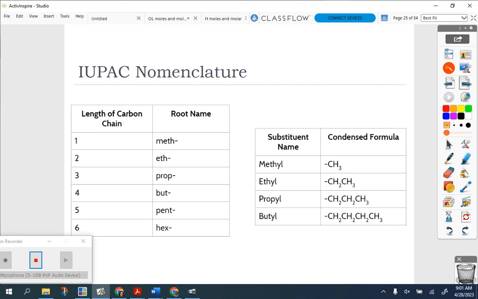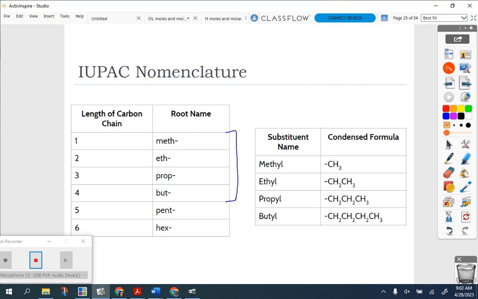So methane is 1 carbon with hydrogens around it. Ethane is 2 carbons with hydrogens around them, etc. So that's going to be the root. And like I said yesterday, it's unfortunate that these first four are different than what you're used to, the mono, di, tri, tetra. You have to learn new ones, meth, eth, prop, and but. But everything after that is normal.